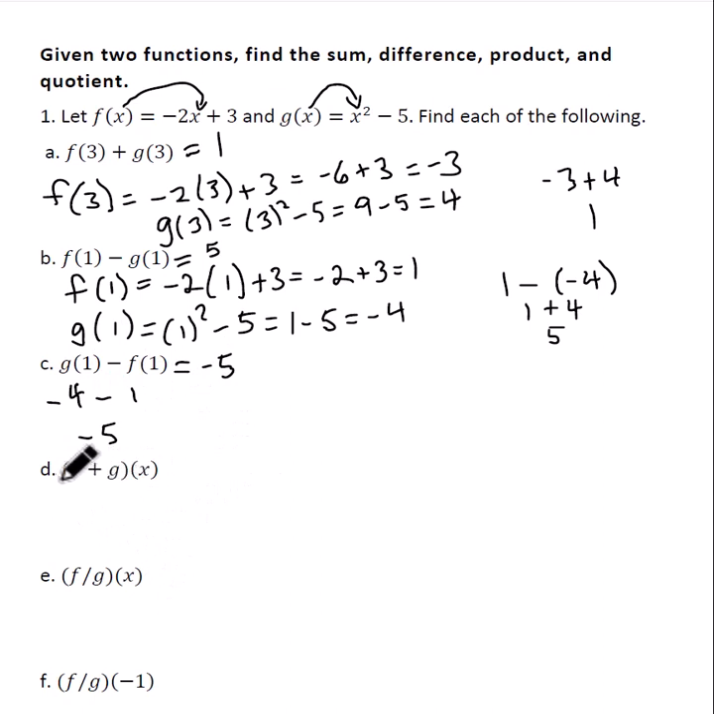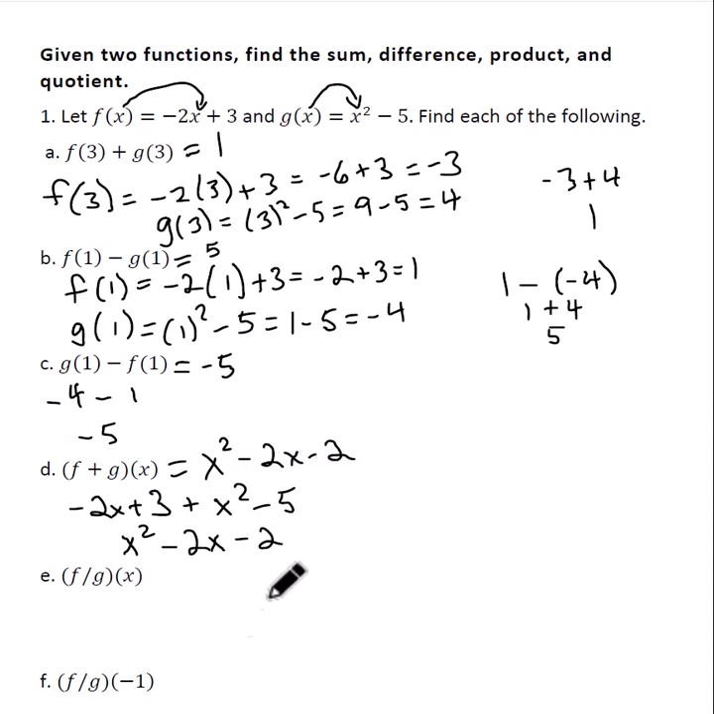All right, now we're asked to do f plus g of x. Here, as you see, there's no number for x. We're just adding these two together. We're going to start with f of x and then add g of x. So take negative 2x plus 3 plus your g of x, which is x squared minus 5. Simplify that, you get x squared minus 2x, no like terms, and then we have a 3 minus 5, which gives us a negative 2. So this equals x squared minus 2x minus 2.